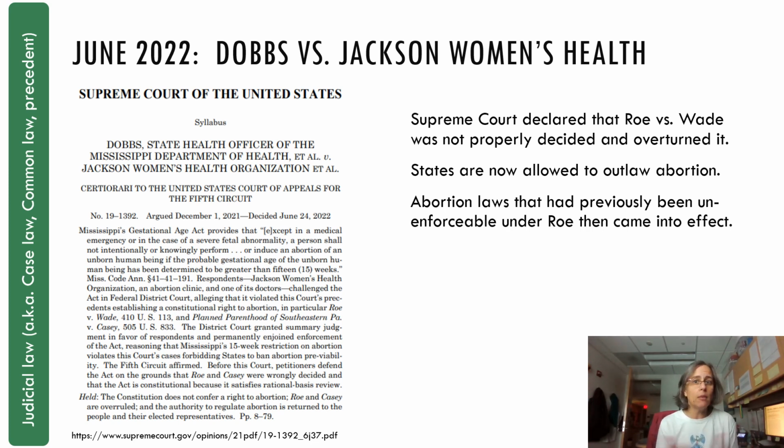And so any abortion laws that states had on the books then were able to come into effect. And so Wisconsin, for example, had a law from the mid-1800s that outlaws abortion at any stage in the pregnancy, that then went into effect because Roe versus Wade got overturned by the Dobbs versus Jackson Women's Health decision in 2022.